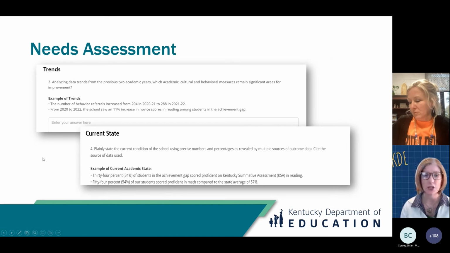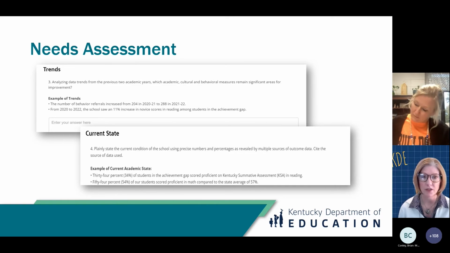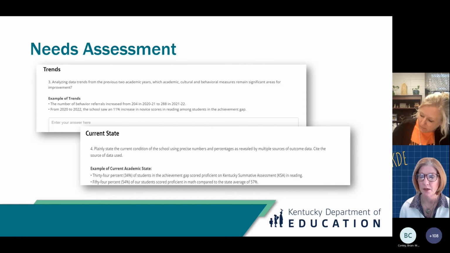And then it does ask you to get into specific data points. So we ask you to look for trends. Are there certain grade levels that have been improving over the last couple of years? Are there certain content areas? Are there areas that have been declining over the last couple of years? And it does ask you to use specific data. And then we want you to just kind of talk about, here's where we are right now. This is our current state. And it does ask you to use specific data.